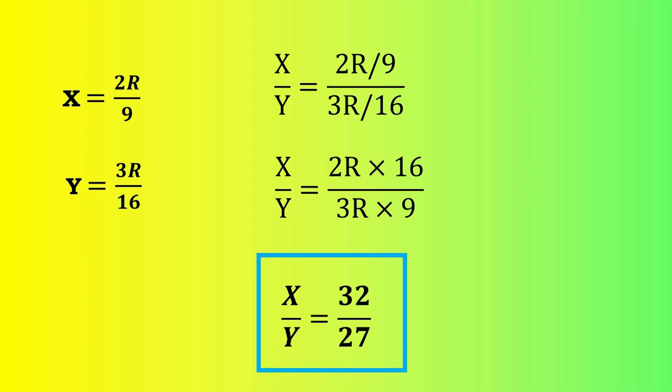Pause the video here if you'd like to verify the calculation yourself. Therefore, the required ratio of the resistances is 32 by 27. And that is our final answer. Notice that the most difficult part of this problem was not the calculation. It was visualizing the circuit correctly. Once we converted the bent wires into equivalent resistor networks, the entire question reduced to simple series and parallel combinations.